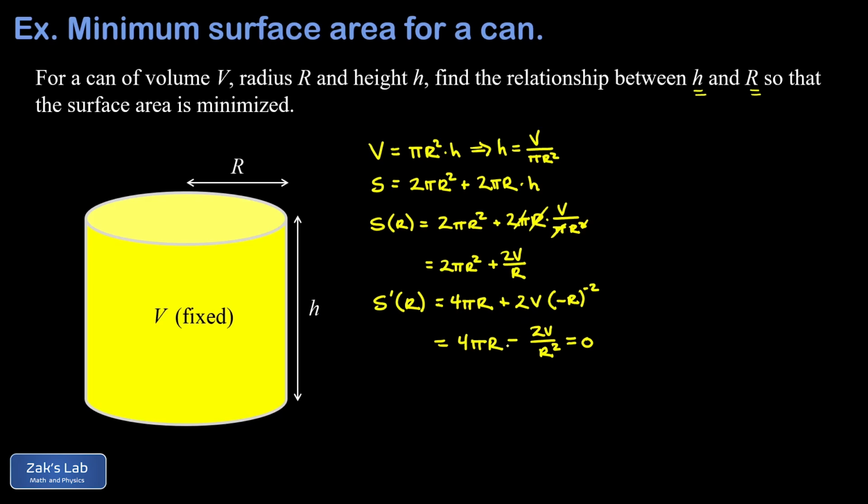So we have to solve for r here. And I'm going to start by multiplying both sides by r squared. And this gives me a 4 pi r cubed minus 2v is equal to 0. And we can divide a 2 out of that.